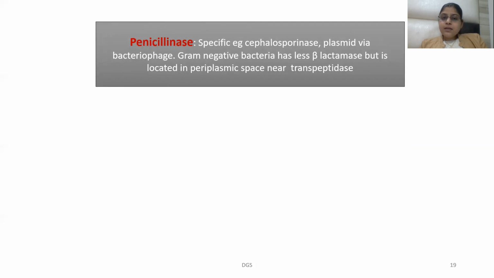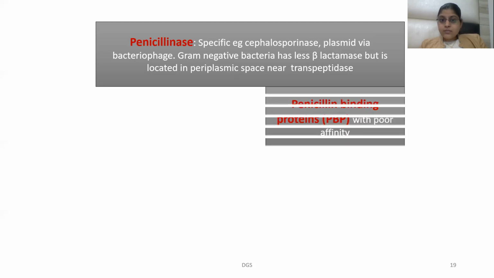Penicillinase is a specific example, as is cephalosporinase, transferred by plasmid via bacteriophage. Gram-negative bacteria have less beta-lactamase, but it is located in the periplasmic space near the transpeptidase. So penicillinase is the enzyme present in the bacterial periplasmic space, and it is responsible for breakdown of the drugs, that is penicillins or cephalosporins. This causes breakdown and leads to inactivation of the action of the drug.